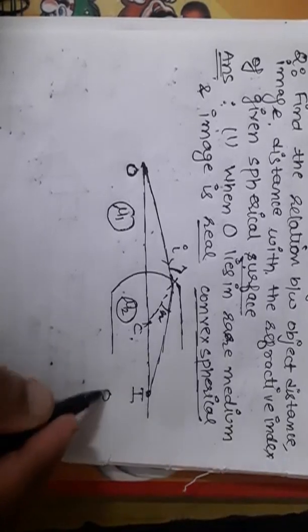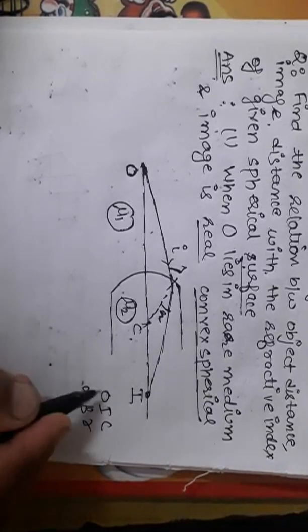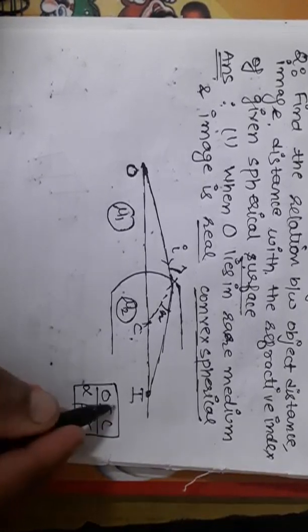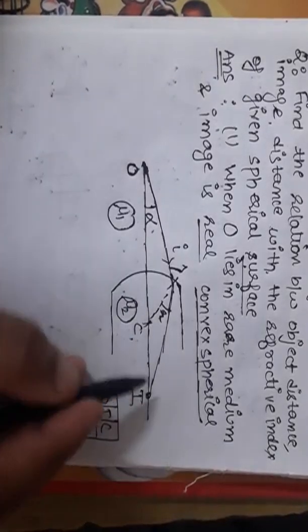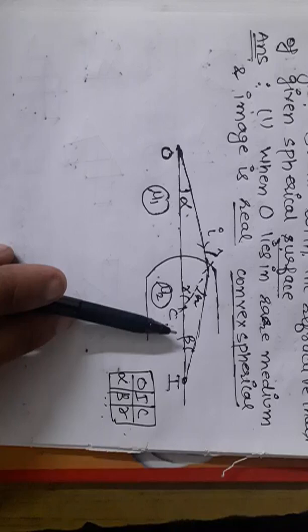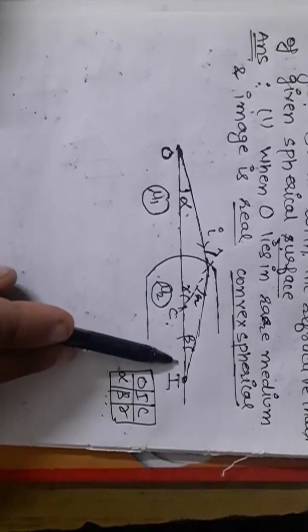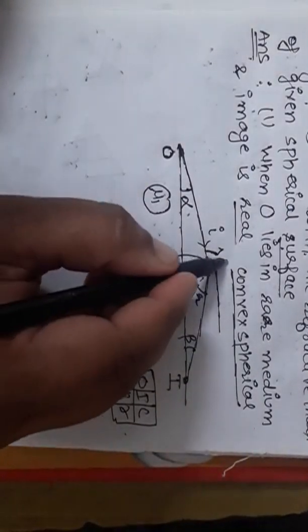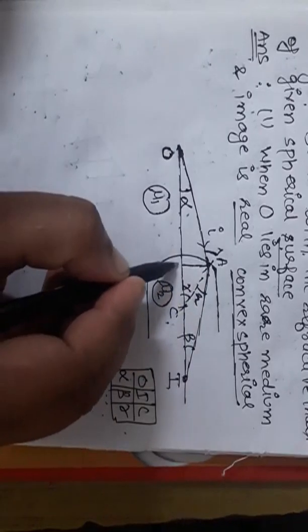Now you have to remember one thing: O, I, C and alpha, beta, gamma. In every diagram I draw, I will write O, I, C, alpha, beta, gamma. Alpha, beta, gamma are the small angles: alpha made by the incident ray, beta by the refracted ray, and gamma by the normal with the principal axis. This point I call A, and I drop a perpendicular on the principal axis. Clear? So let us start with this small derivation.